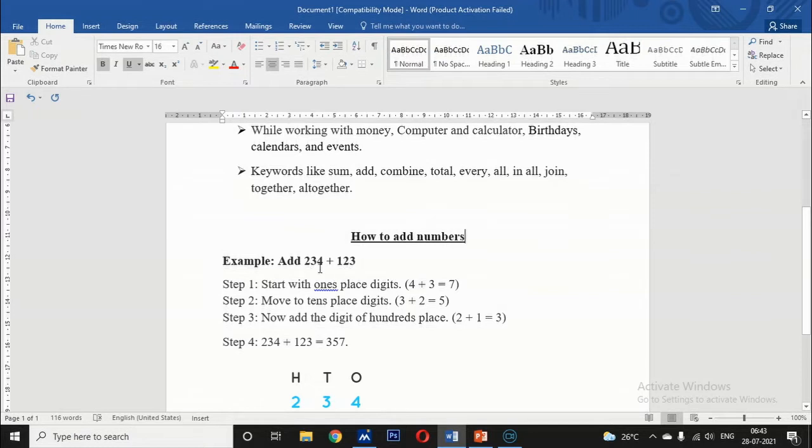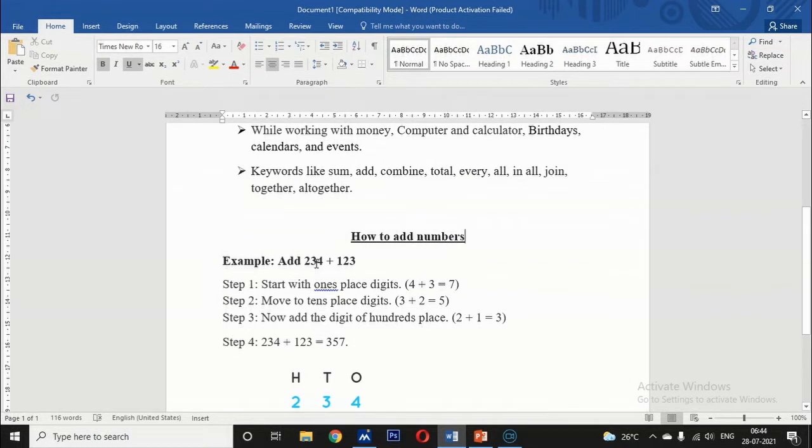These two numbers are 3 digit numbers, so the place values for these two numbers are ones, tens and hundreds. The first step is to start with the ones place digit. So you have to add the ones place values. The ones place value for the first number is 4 and for the second number is 3, so you get 7.